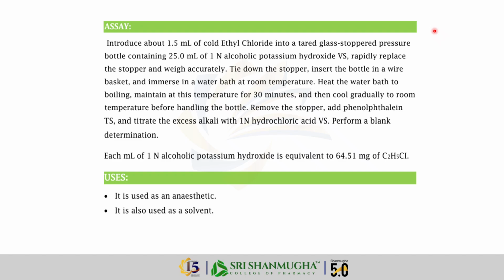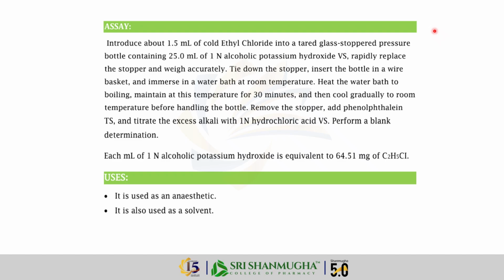So once it gets cooled, carefully remove the stopper. And next step, add the phenolphthalein indicator solution and titrate the excess alkali using 1N hydrochloric acid solution. So next, make sure to also perform a blank determination for accuracy. So remember each milliliter of 1N alcoholic potassium hydroxide solution corresponds to 64.51 milligrams of ethyl chloride. So this is the assay involved in ethyl chloride.